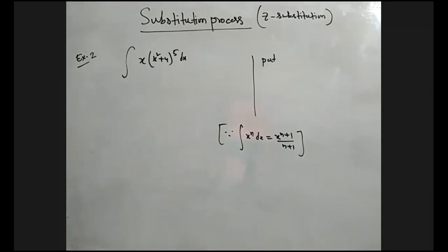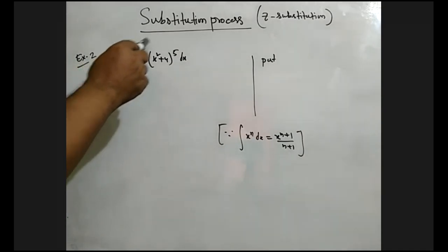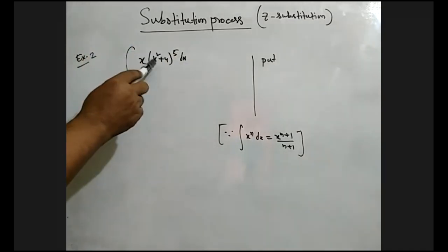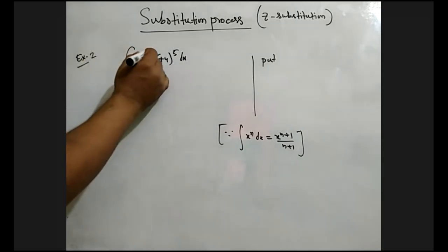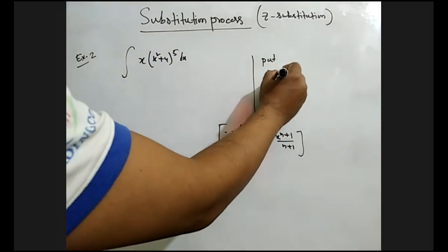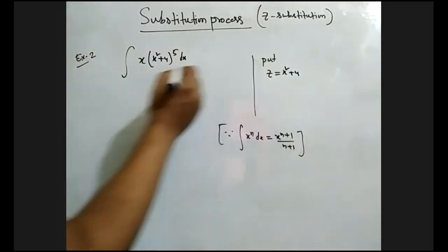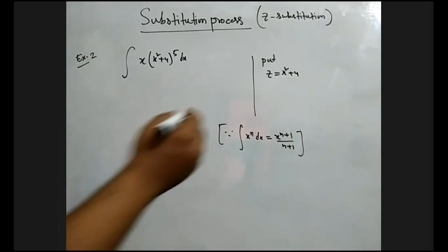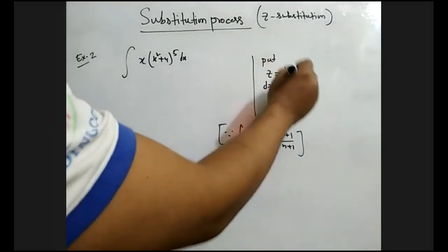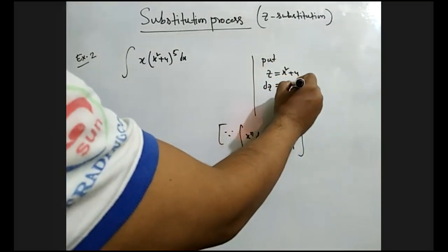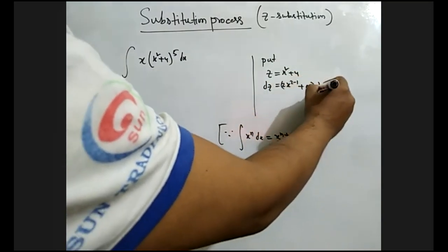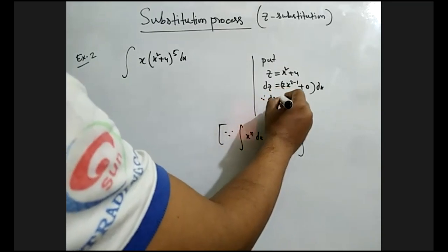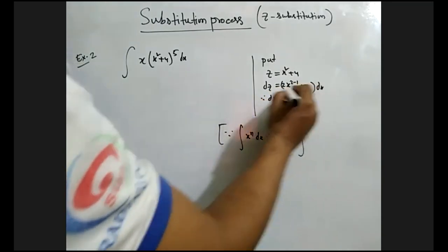So now another example, a similar example: by the substitution process, how can we integrate x into x square plus 4 whole to the power 5 dx. So we have to remember this within the bracket. What is x square plus 4? So we are substituting this as z. Now what will dz be? The differentiation, dz will be 2 into x to the power 2 minus 1 plus 0 and dx. Therefore dz equals twice x dx.